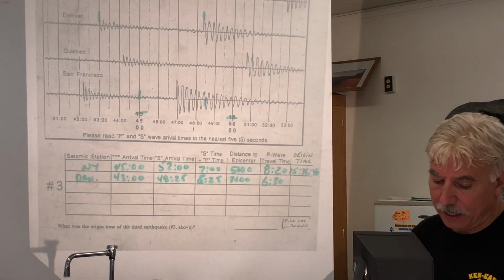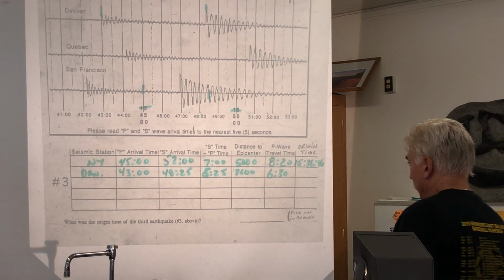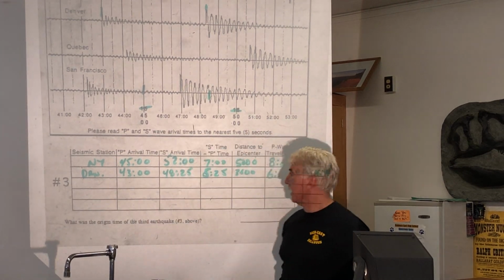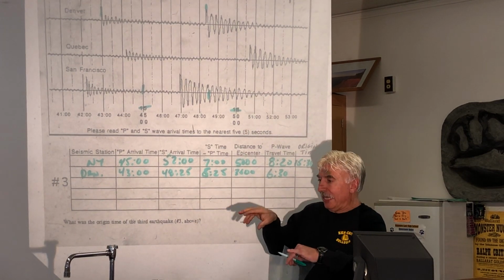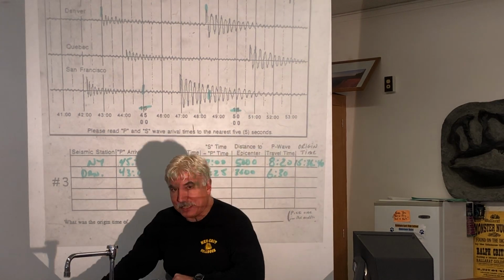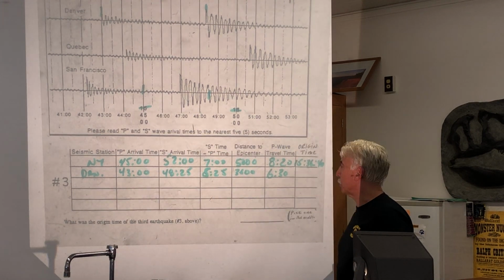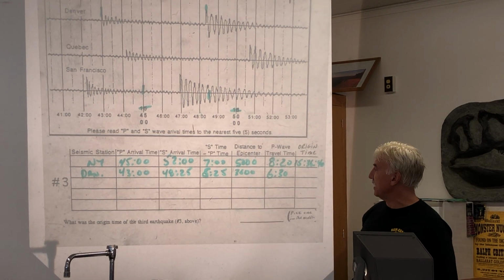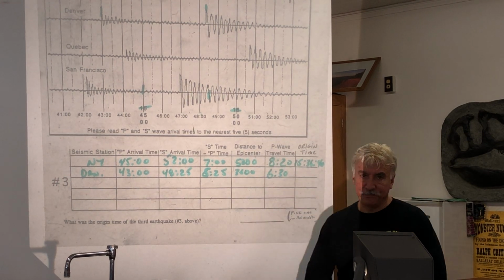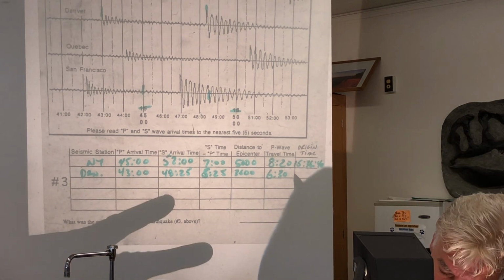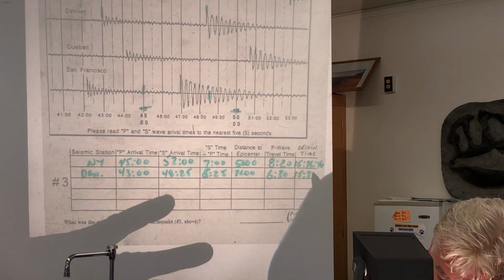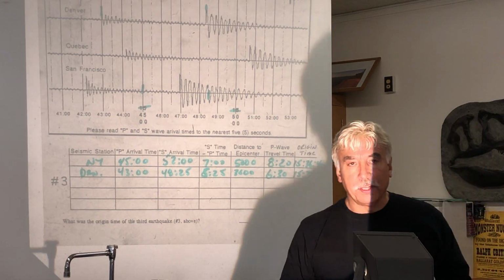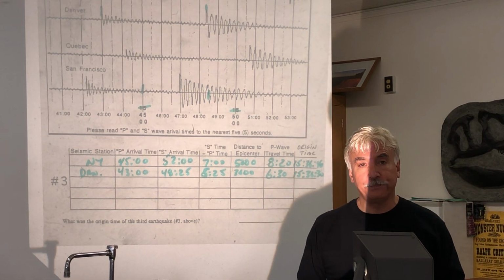6:30. Okay. Now, the P wave arrived at 43 minutes. It took 6 minutes and 30 seconds to get to Denver. Question is, what time did the earthquake leave? Well, what is 43 minus 6? It's 37, isn't it? Minus 30 seconds is 36:30. Houston, we have a problem.